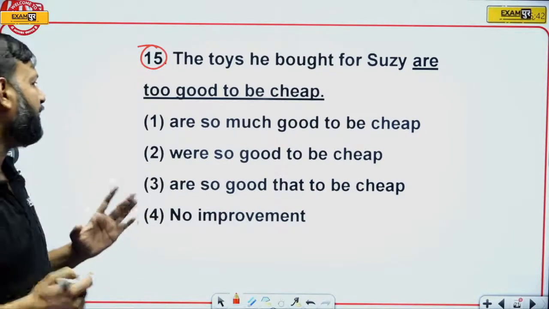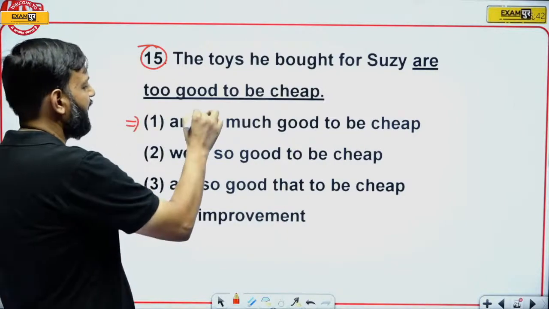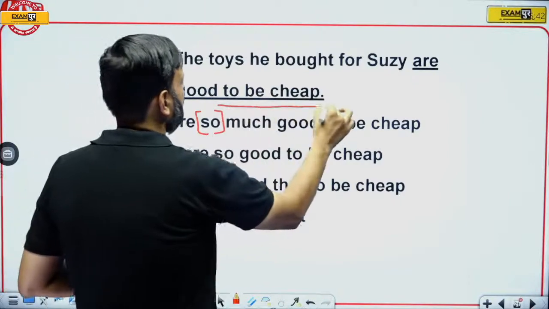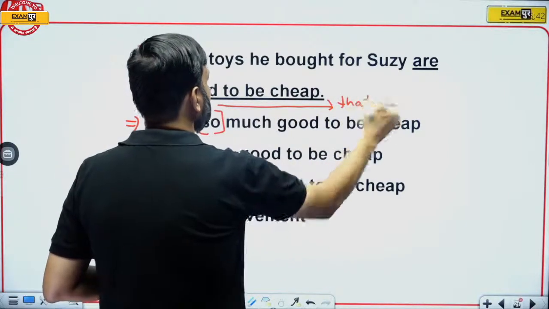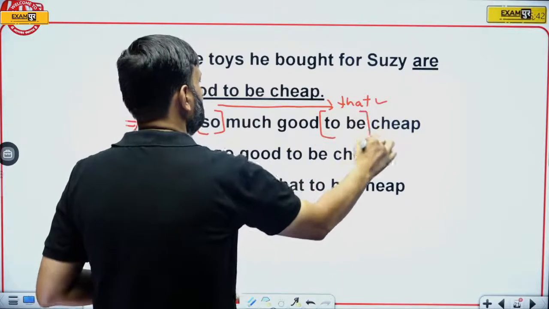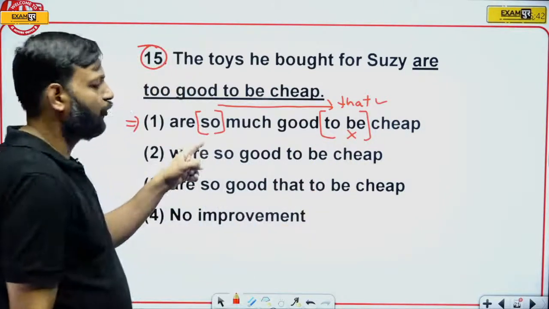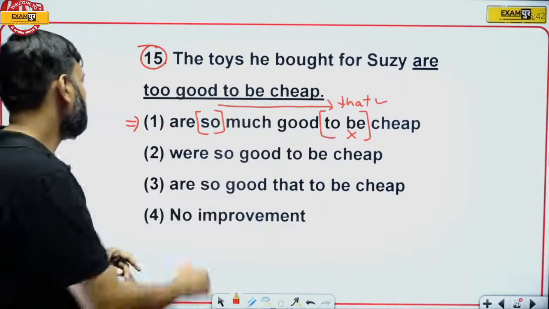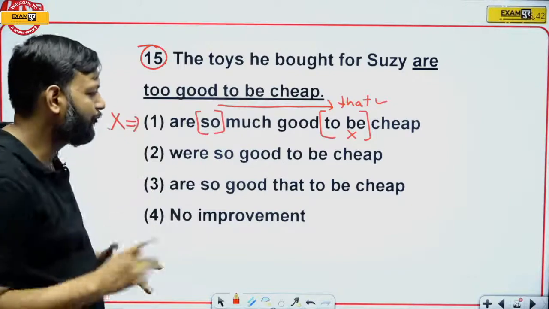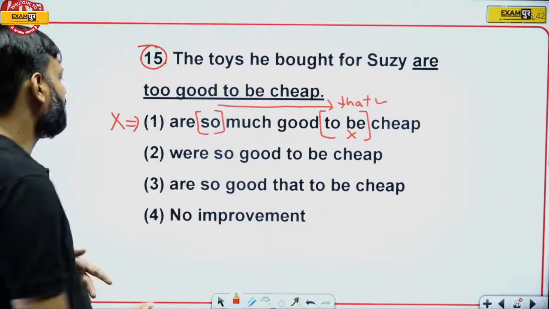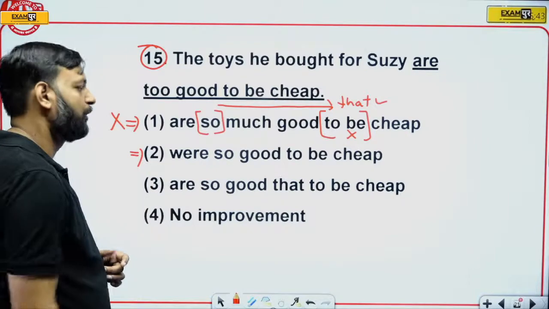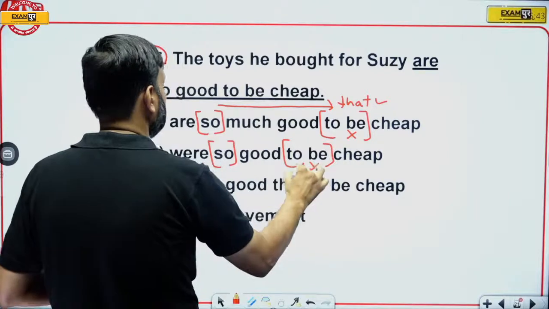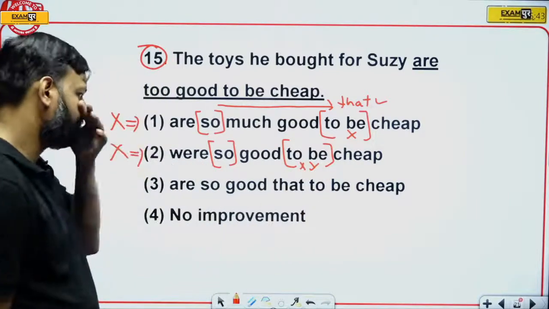See, if we consider the first option, here we have "so". We all know that "so" is always followed by "that". "So" is never followed by to plus V1. So this option cannot be the improvement, this is wrong. If we consider the second option, again "so" cannot be followed by to plus V1, so this cannot be the answer.